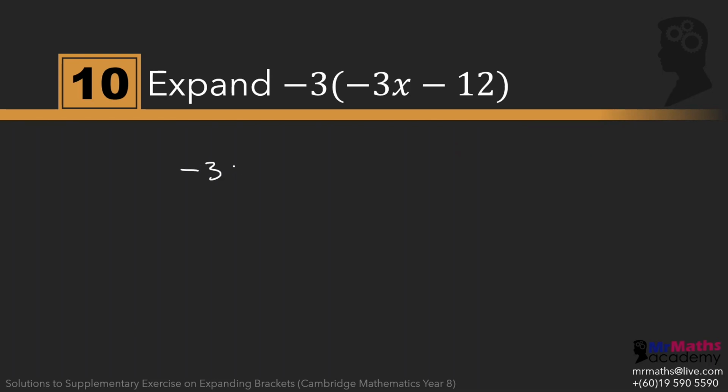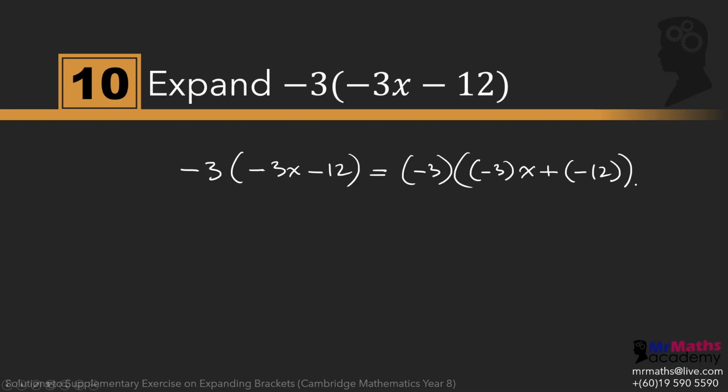Expand minus 3 times minus 3x minus 12. And we have a bunch of negative numbers here. So again, as usual, I'm going to enclose negative numbers inside their own brackets. So this is equal to minus 3. This is the term outside the bracket. And then inside the bracket, another minus 3 is included in its own bracket. And then plus minus 12, again, inside its own bracket. And then we close the bigger bracket.